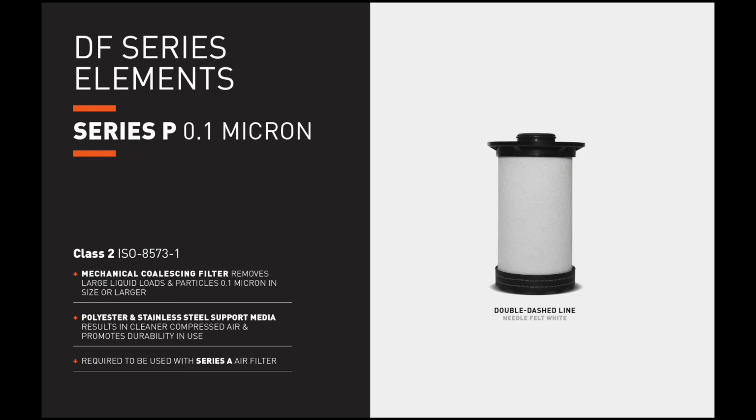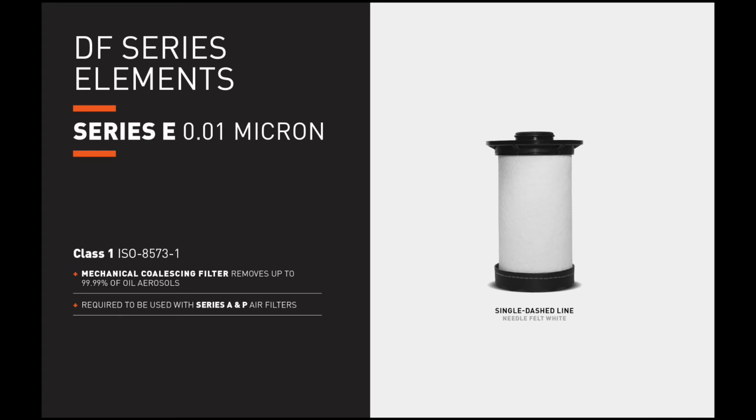The Series P filter is a mechanical coalescing filter which removes large liquid loads and particles 0.1 micron in size and larger, providing Class 2 compressed air according to ISO 8573-1. Polyester and stainless steel support media results in cleaner compressed air and increases durability in use. Take note that these filters are necessarily preceded by the 1 micron Series A filter. These filters are needle felt white and display a double dashed line for identification purposes.